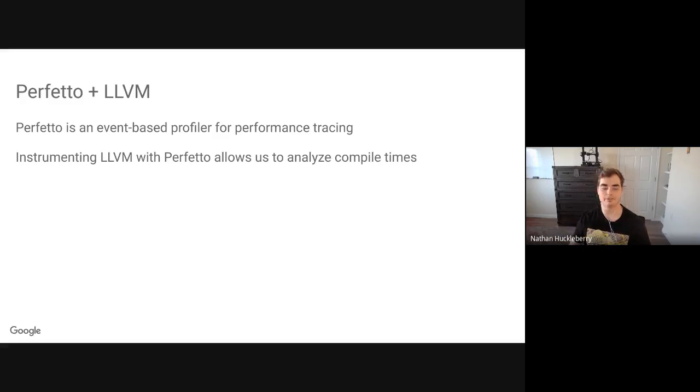So Perfetto, if you don't know, is an event-based profiler for performance tracing. So this is essentially a replacement for Chrome tracing. And they have a C++ API exposed that you can use to instrument arbitrary C++ apps in order to trace them. So I've used Perfetto on Clang in order to generate traces of compile times for the kernel.